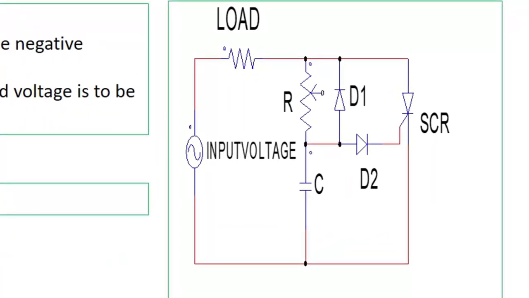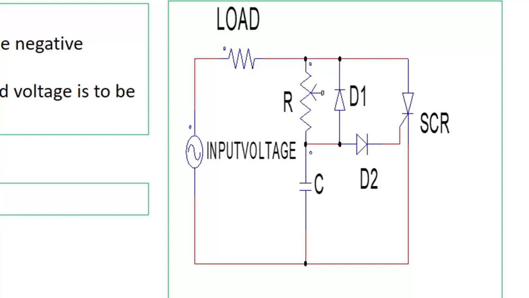In this circuit, the input voltage, load, SCR, variable resistance R, D1, D2, and capacitance are connected. R is a variable resistance. The purpose of D1 and D2 is to allow current in the forward bias condition and block it in the reverse bias condition. Here I am assuming that you know the fundamentals of R, RC, RLC circuits with AC excitation. From the fundamentals we know that the capacitor voltage lags the supply voltage by a certain angle depending upon the value of the resistance and capacitance.